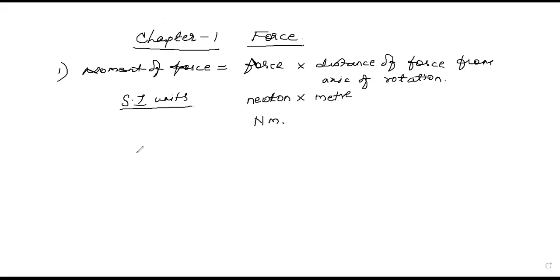Got it? And what is the CGS unit? The earlier one was the SI unit, now we're going to see the CGS unit. In place of Newton, it will become dyne. Force is in dyne into centimeter, so that can be written as dyne centimeter. We cannot write it in short like this.